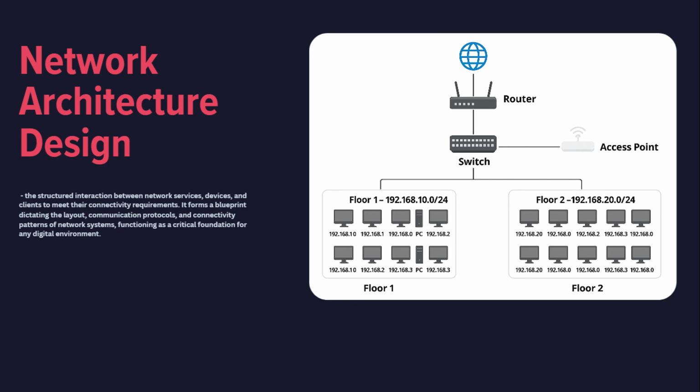As you can see in my diagram, this setup represents a two-floor building, and each floor has 10 PCs connected to the network. Starting from the top, we have the internet connection, which is linked to the router. The router serves as the main gateway that connects the internal network to the internet. From the router, a switch is connected. The switch distributes the network connection to both floors and also to the access point, which provides wireless connectivity for Wi-Fi users within the building.